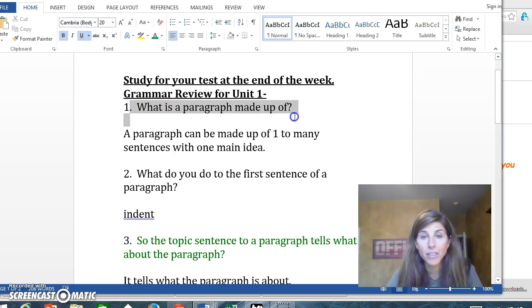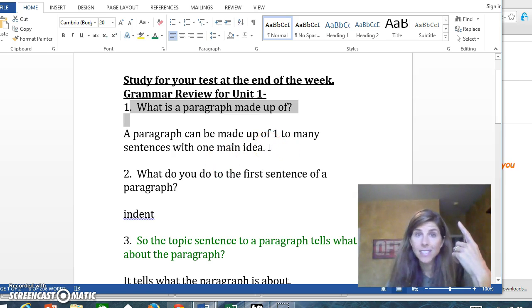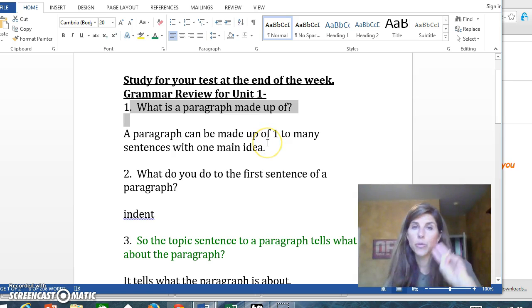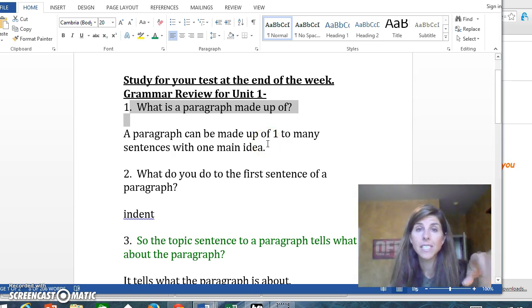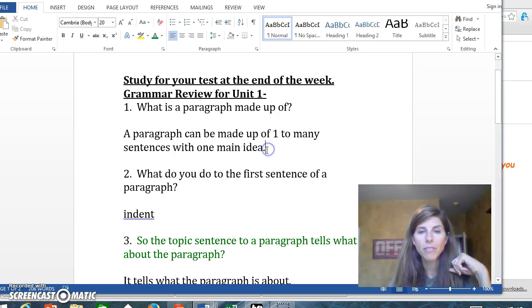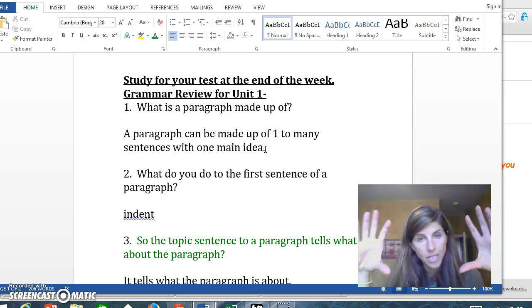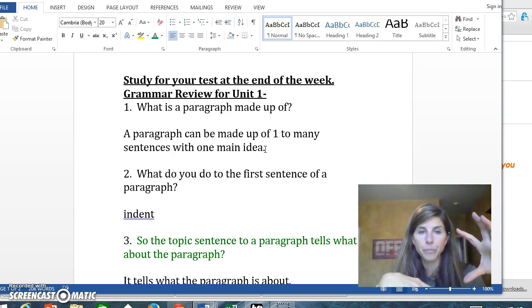All right, what is a paragraph made of? So we've talked about that. A paragraph can be made up of 1 to many sentences with one main idea. All right, so can it be made up of 1 sentence? Yes. Can it be made up of 2 sentences? Yes. 3 sentences, 4 sentences, 20 sentences? Yes, it can. So paragraph, we've been working on writing paragraphs and having a topic sentence to it, and the details and the explanation sentences. They are about our topic sentence. So remember, our topic sentence tells the reader what the rest of the paragraph is going to be about.